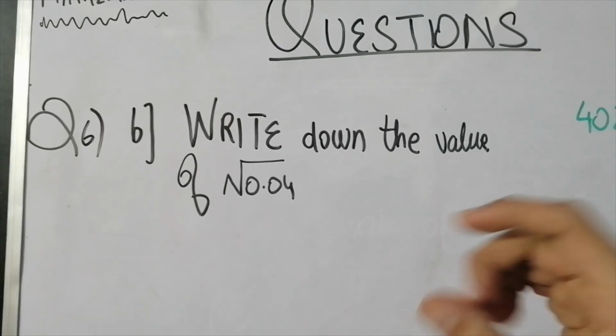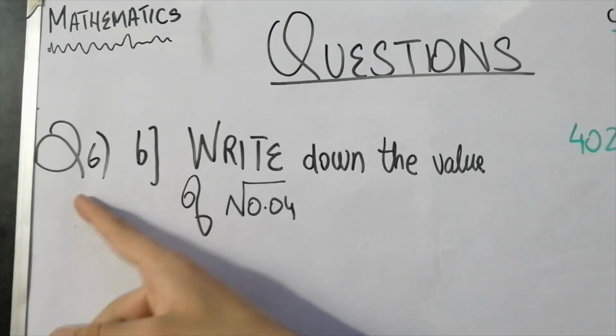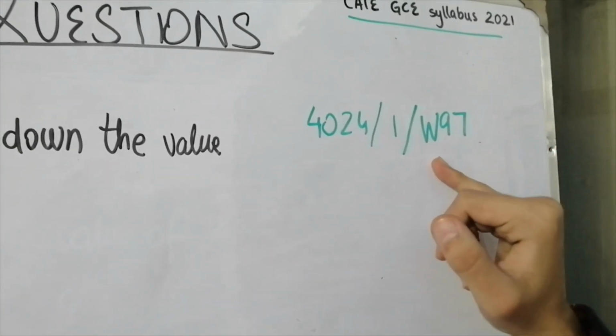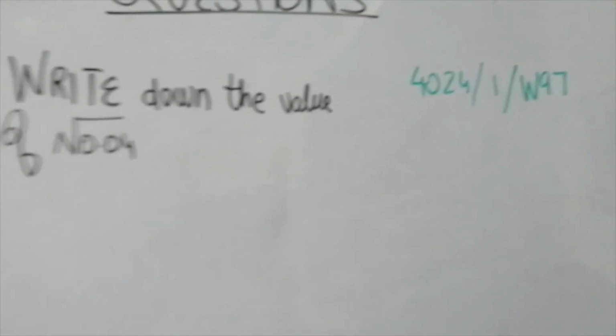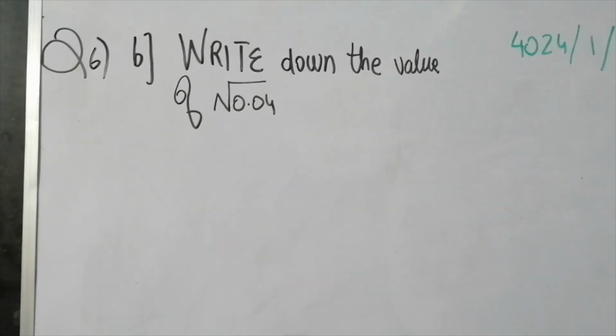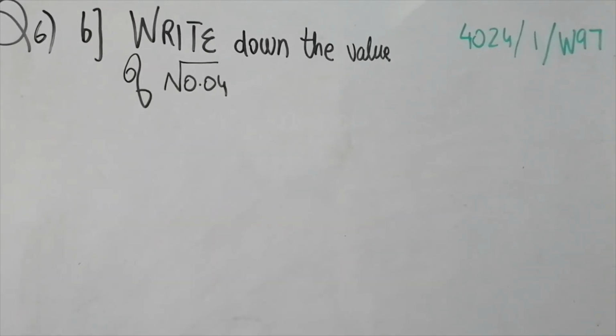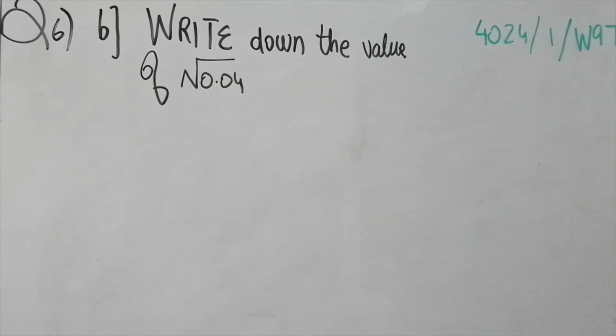Now on to a part of a different question. We have question number 6, part B of winter 1997, paper 1. It says to write down the value of square root of 0.004. Even though this looks difficult, it's actually quite easy.